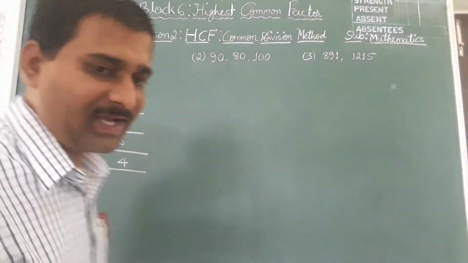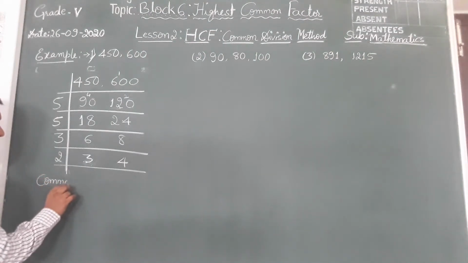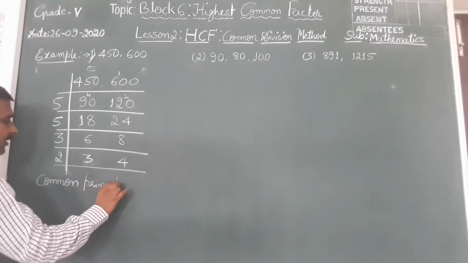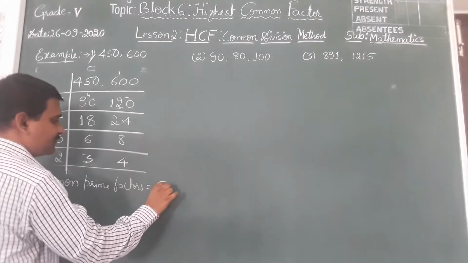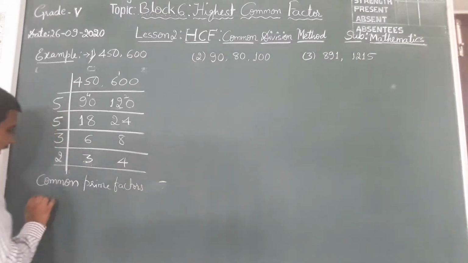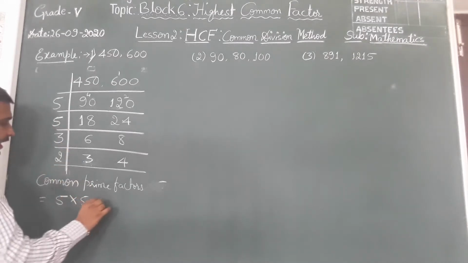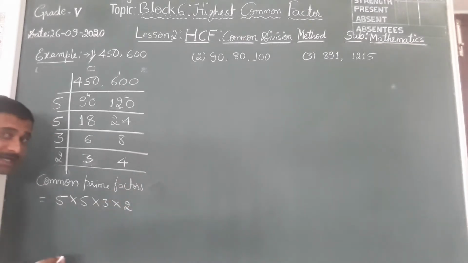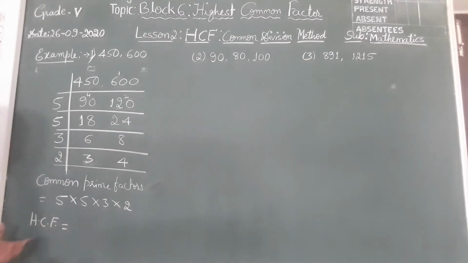Common prime factors. These are the common prime factors. Common prime factors are 5, 5, 3, 2. We should multiply 5 into 5 into 3 into 2. If you multiply, what will you get? HCF. You will get the highest common factor.